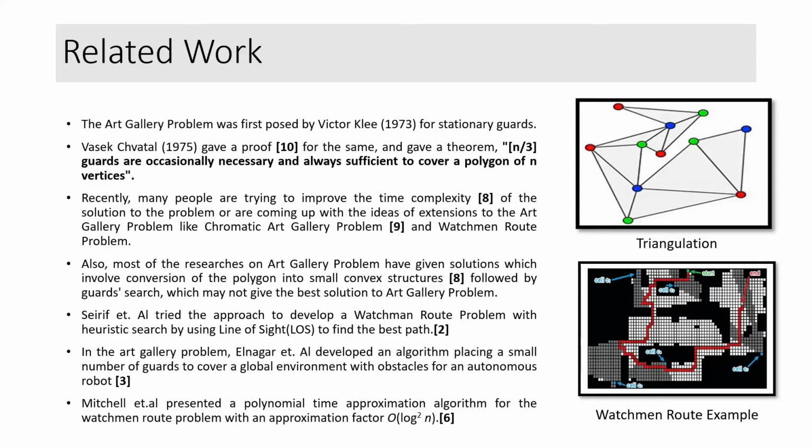Also, most of the researchers on the art gallery problem have given solutions which involve conversion of the polygon into small convex structures, followed by the guard search, which may or may not give the best solution to the art gallery problem. Whereas we try to find the best solution using diagonals in the polygon to find the guards, and do not convert the polygon into any convex structure.